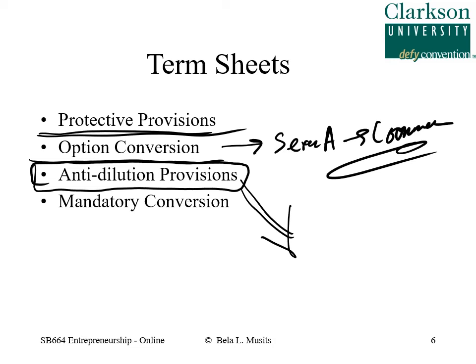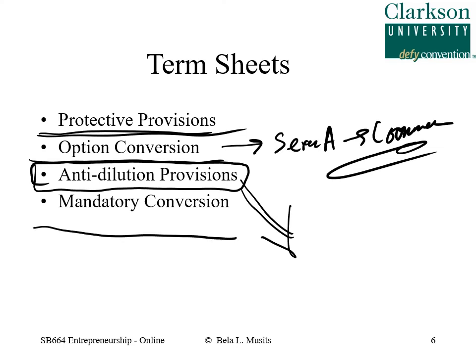So again, anti-dilution is very, very common, and it's in almost every deal. And it's basically a way, again, of protecting the VC. If things don't go like they're supposed to, they get down round pricing protection.